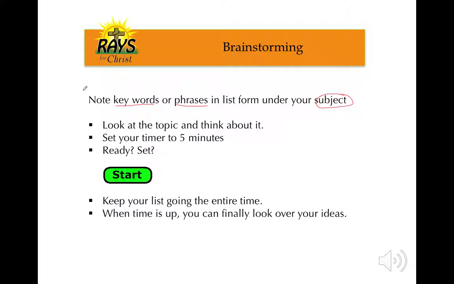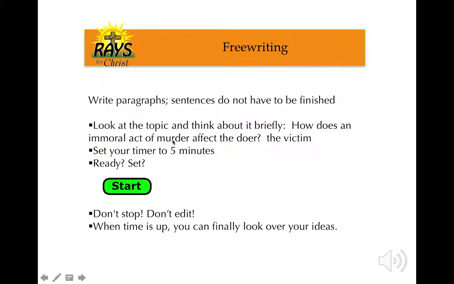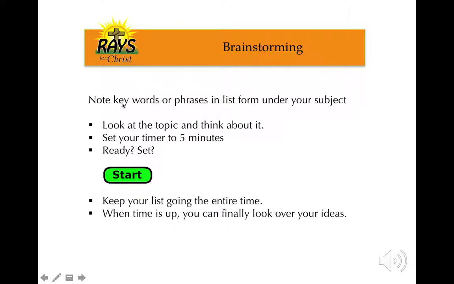But typically what you'll do, and this is really good to do right before, like when you're doing a time test, is to underline those keywords or phrases to kind of narrow your focus on your subject of what you're writing about. So go back and look at the topic one more time. How does an immoral act of murder affect the doer and the victim? Underline the keywords or phrases in that prompt. Maybe go back and look at your writing, your free write that you did.